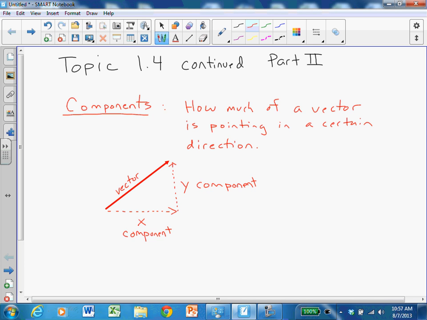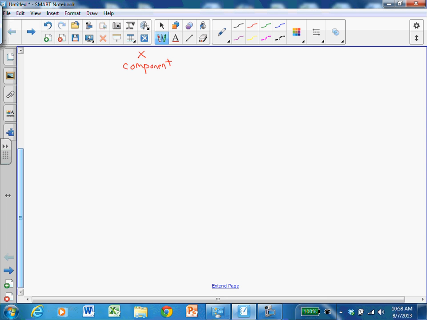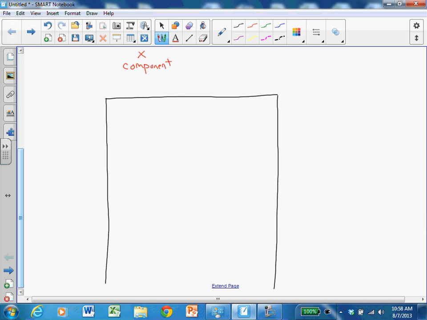The components themselves are vectors as well. They have certain lengths to them. They point in certain directions. So, okay, let's make a little table. And for this table, we're going to have 3 columns: direction, the x component, and the y component.